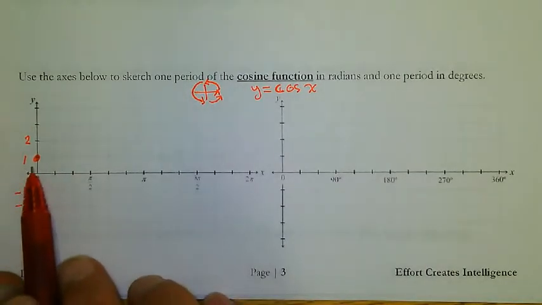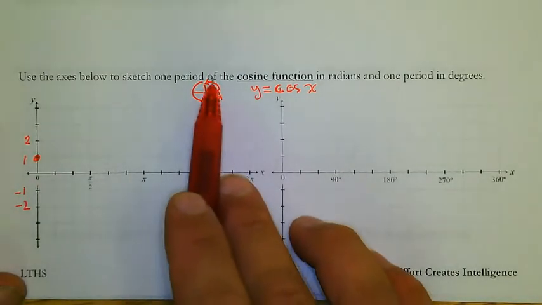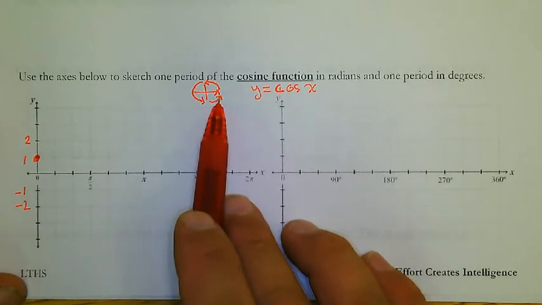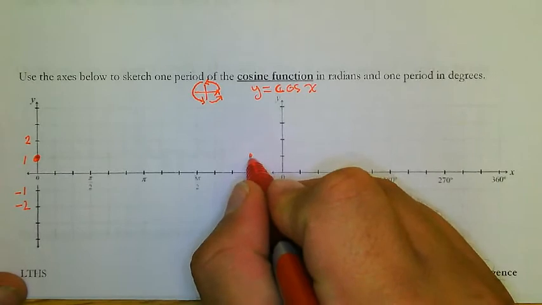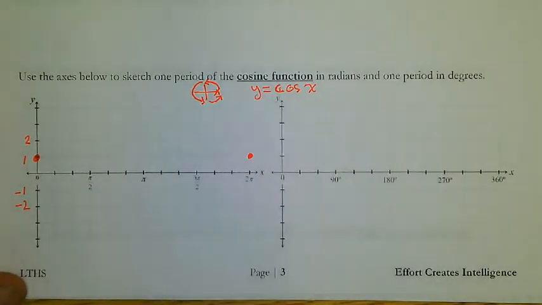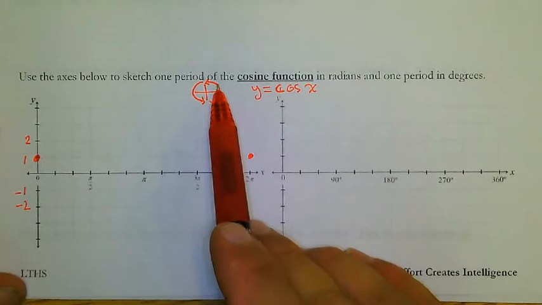Well, once I complete an entire period. Well, what's an entire period? The time it takes to make one revolution. Well, when am I equal again? At 2 pi. It's equal to 1 again.